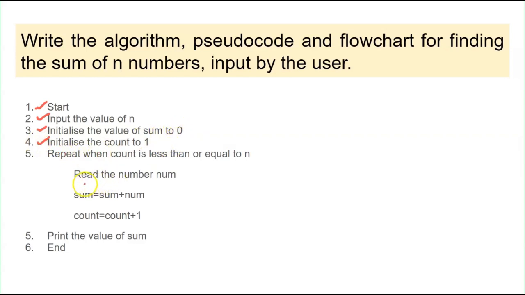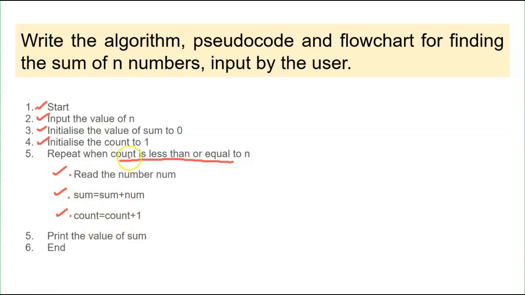Next, I should repeat some statements. And what is the condition? When the count is less than or equal to n. So I should repeat these three statements when the count is less than or equal to n. First I should read the first number, add it to the value of sum, and then increment the value of count. So initially it will be 0 plus 11, as we discussed, and count will become 2.